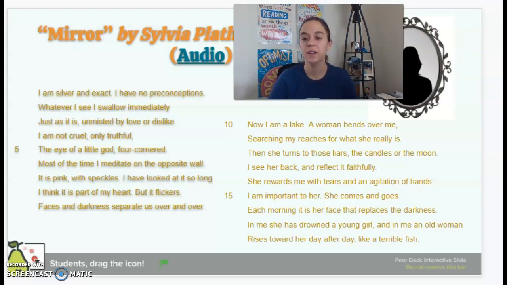Now I am a lake. A woman bends over me, searching my reaches for what she really is. Then she turns to those liars, the candles or the moon. I see her back and reflect it faithfully. She rewards me with tears and agitation of hands. I am important to her. She comes and goes. Each morning it is her face that replaces the darkness. In me she has drowned a young girl. In me, an old woman rises towards her day after day like a terrible fish.